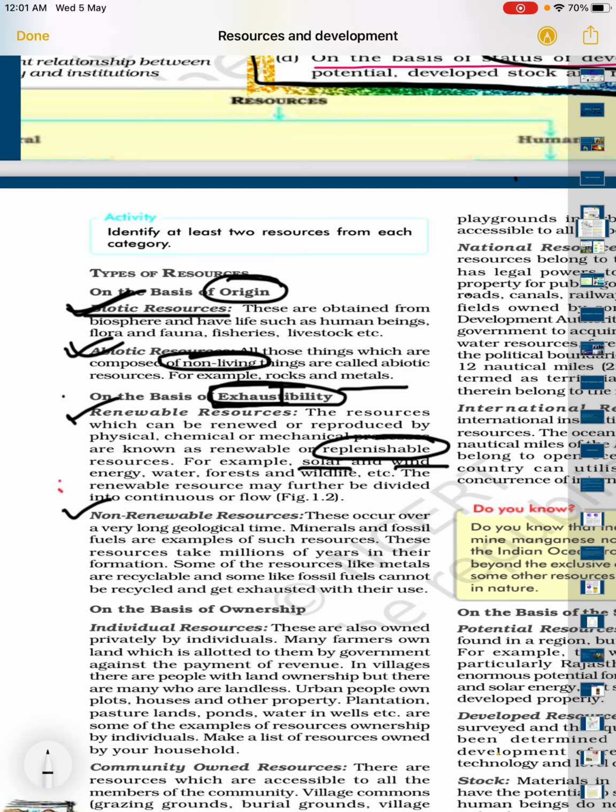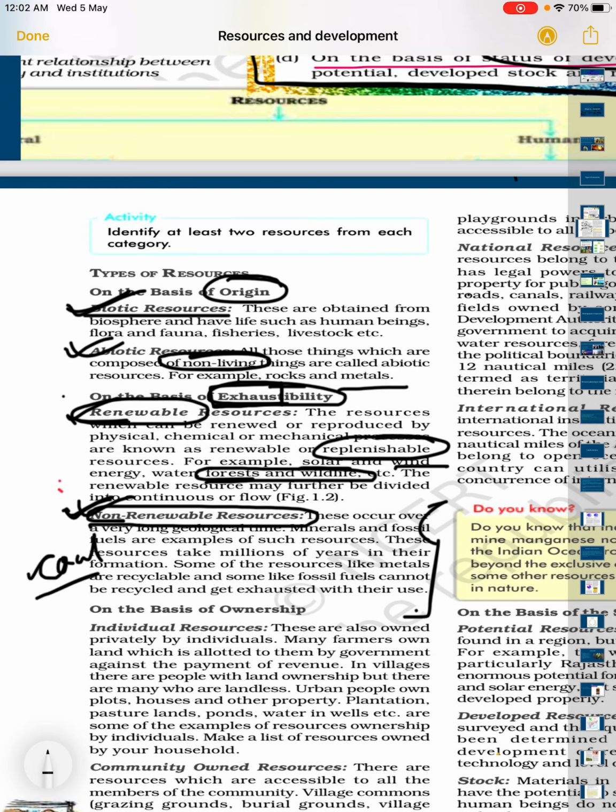Forest and wildlife can get over, but if we take care of them, they renew themselves. So basically renewable is that which replenishes itself and will not get over even if we do not use it judiciously, but we should use all resources very judiciously, right? Next one, non-renewable resources, which will get over if we do not use them judiciously. So we should use these resources very carefully and should not waste them at all, like coal.